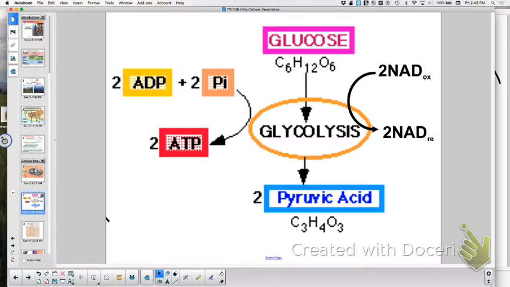When we reduce those NAD, where do they get the electrons from to reduce that NAD? From glucose, and that happens the whole rest of the way. We're just repeating that process over and over again. All right.